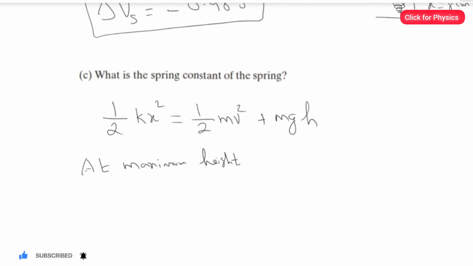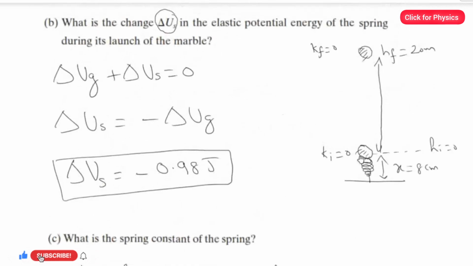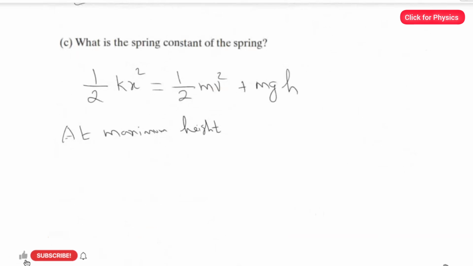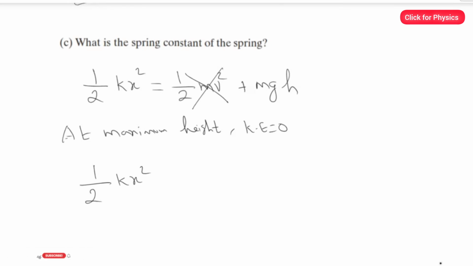what happened? Your kinetic energy is 0, because we have to go back to the previous question. You can see initial kinetic energy and final kinetic energy is 0. Why? Because initially the marble is at rest, so initial speed is 0. When the marble reaches the maximum height, the final speed is also 0. So when the marble reaches the maximum height, your kinetic energy of the system is equal to 0. So that means this part will be discarded. So what is remaining? Half kx square, which is equal to mgh.